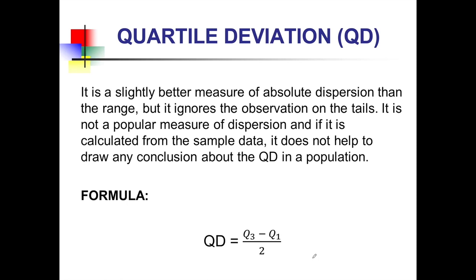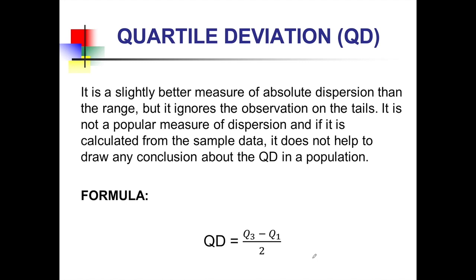It is a slightly better measure of absolute dispersion than the range, but it ignores the observations in the details. It is not a popular measure of dispersion, and if it is calculated from the sample data, it does not help to draw any conclusion about the QD in a population.